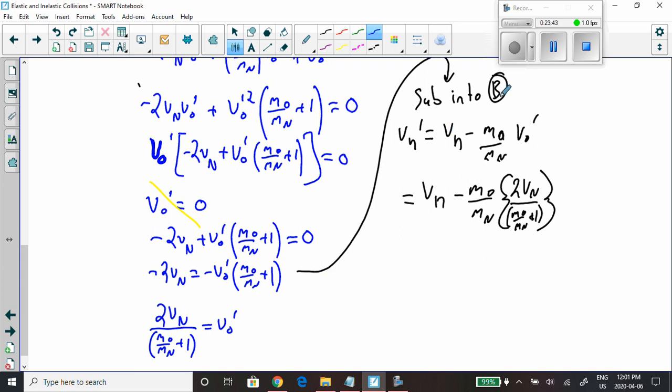I can then use this to find the velocity of the nitrogen molecule after the collision. That goes back into equation B. Here's equation B. And I can then say, look, here's a V naught prime there. See that? V naught prime? But I know what V naught prime is. There it is. So I'm going to plug it into there, and now I have an expression for velocity of the nitrogen molecule after the collision. And we're done. We're done our two examples.